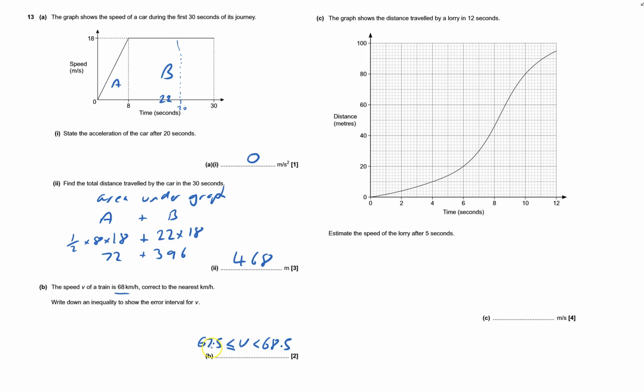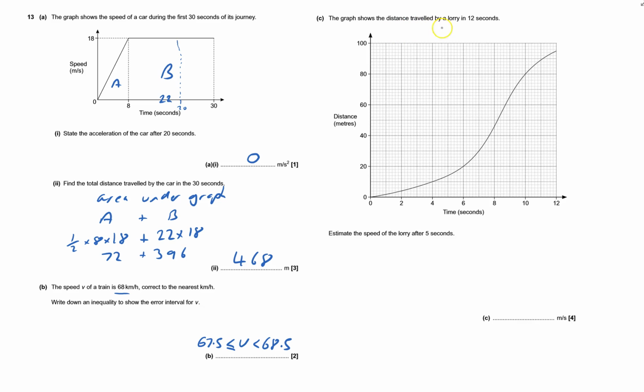So if V were 67.5 to the nearest kilometre, it would round up to 68. And it's got to be strictly less than 68.5, because if it were to equal 68.5, then it would actually round up to 69. So that's the answer to that bit.